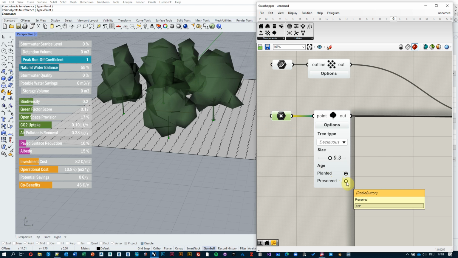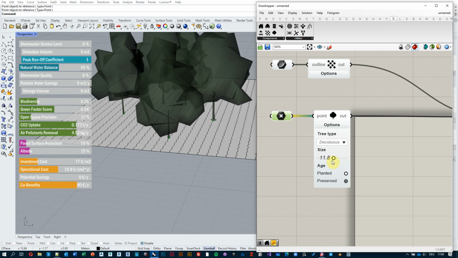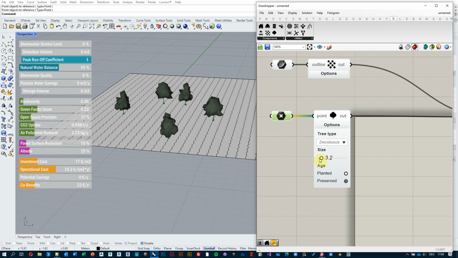And we have a radio button that we can define the age of a tree. Is it a newly planted or is it a preserved tree? And depending on their age, their contribution to both the costs, but also the benefits that come with a tree would change. And there are also a few important thresholds built into different KPIs. So the smaller the tree, the lower their contribution would be.